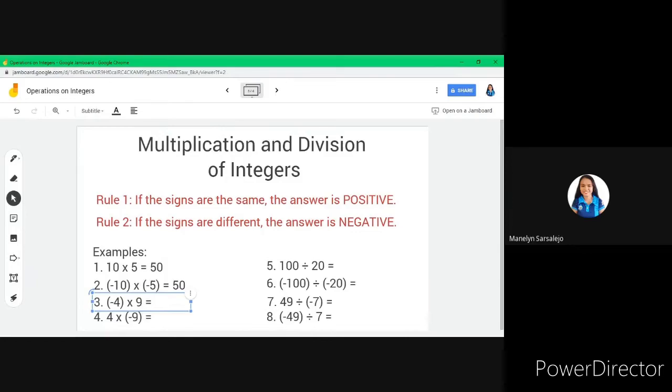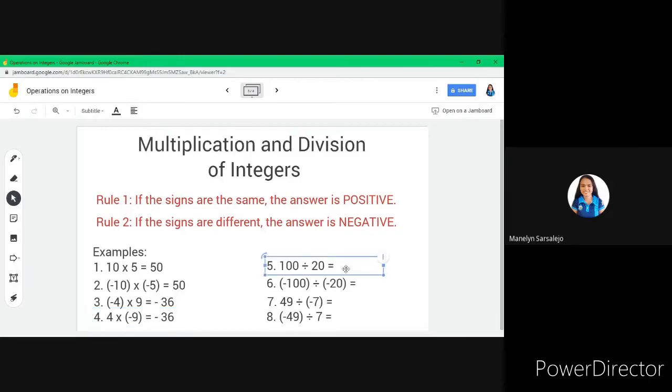Okay, number 3. Negative 4 times positive 9, sorry. So, negative or positive, different signs. So, our answer is negative. 4 times 9 is 36. Okay, very easy. Number 4. Positive 4 times negative 9, different signs again. So, our answer must be positive or negative? Negative. Okay, and 4 times 9 is 36.